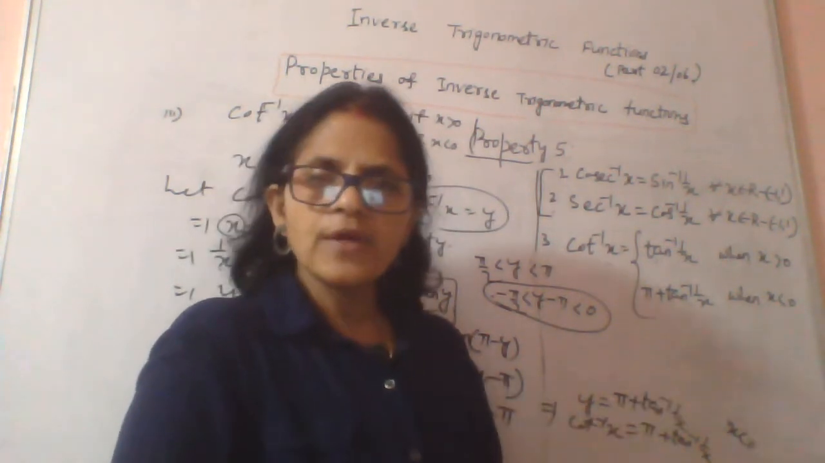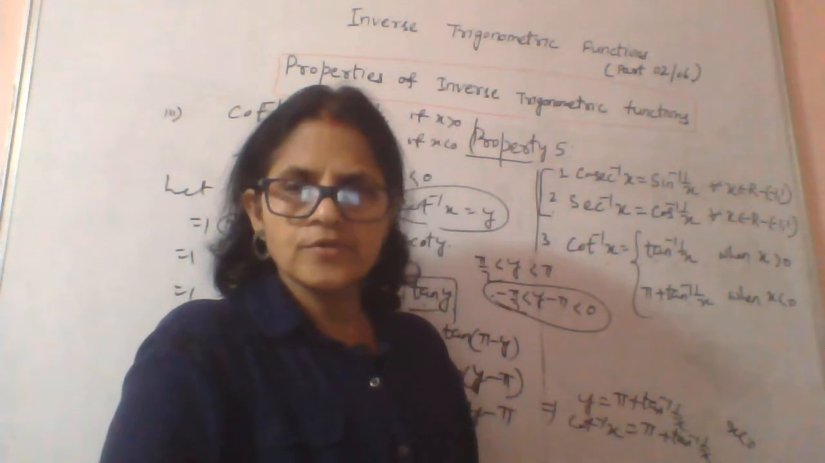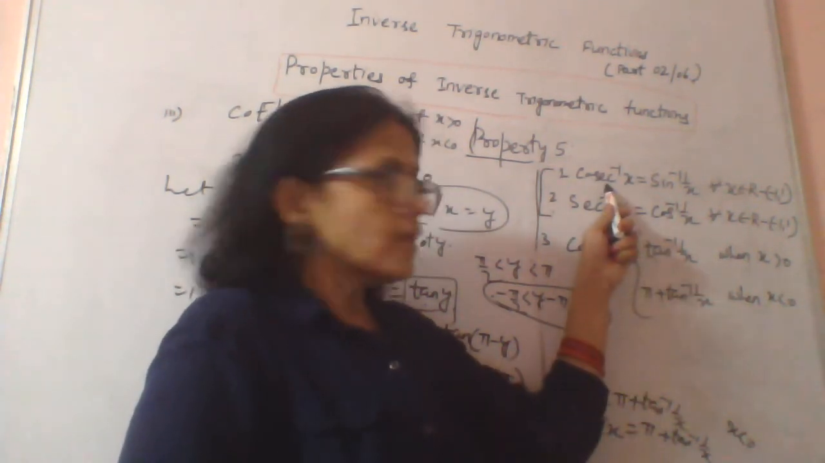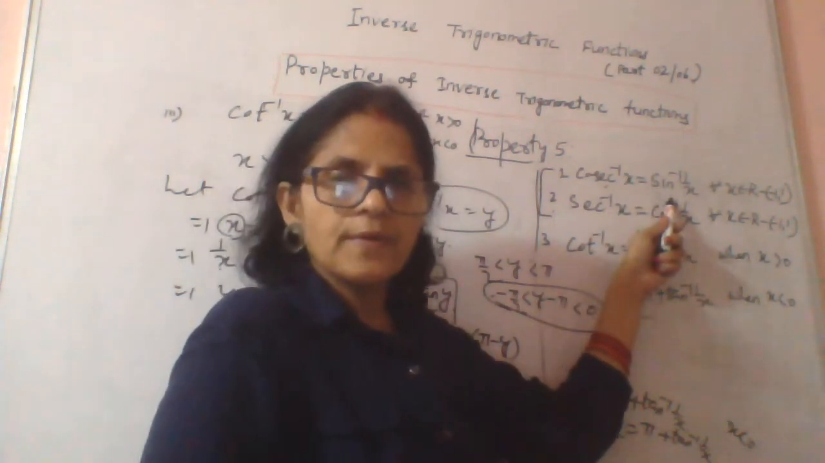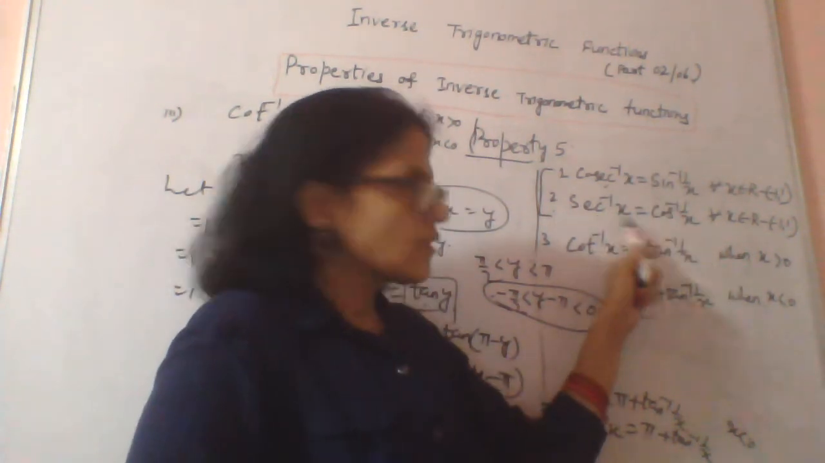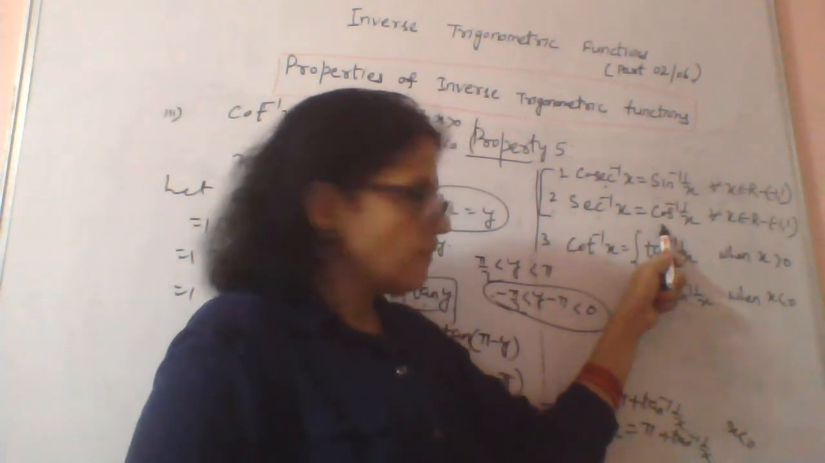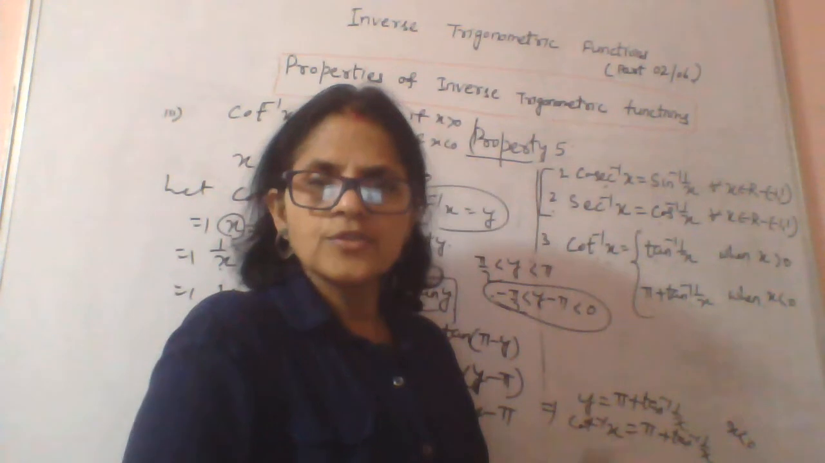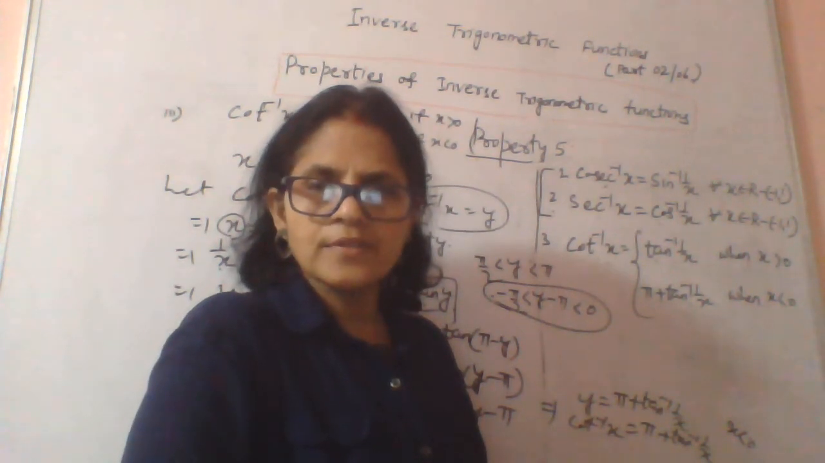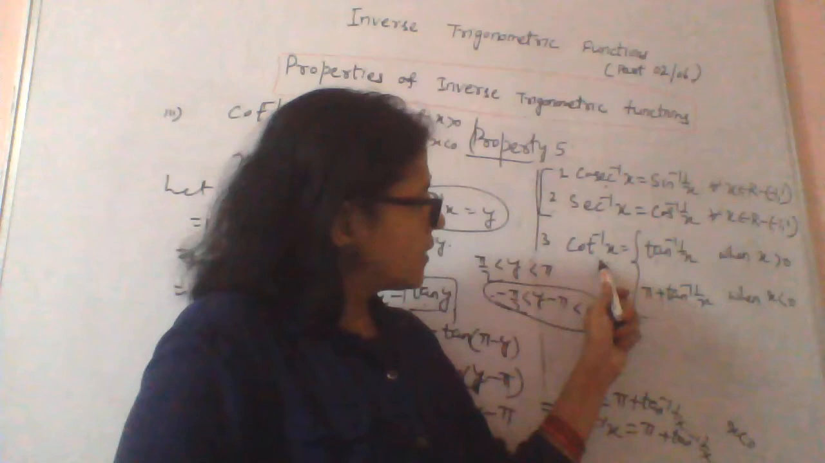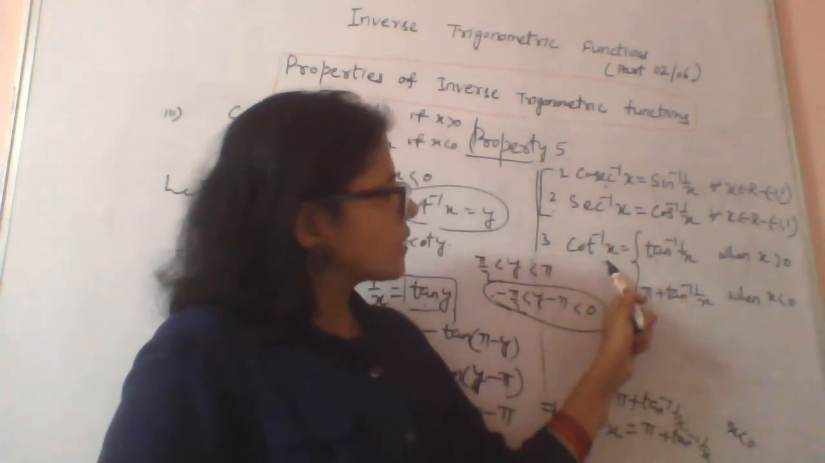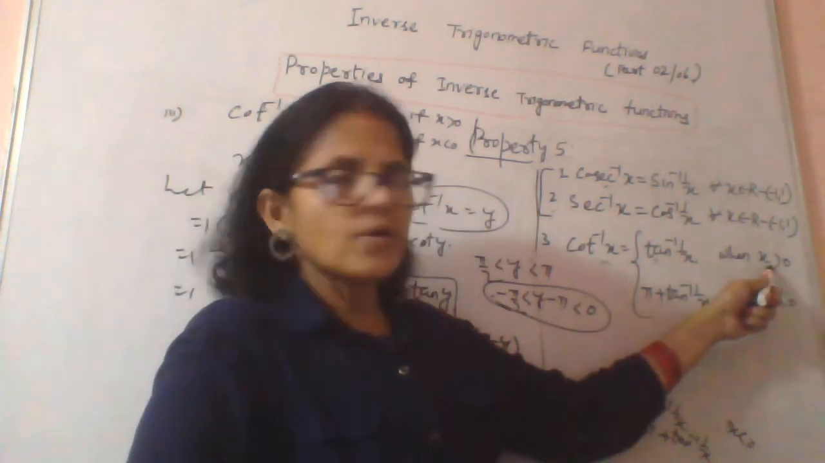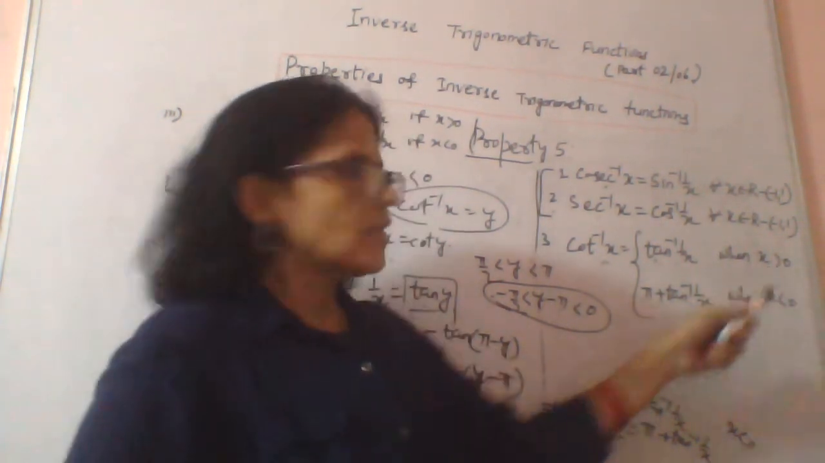This is one of the common mistakes children make, because they know cosec inverse x equals sin inverse 1 by x, and sec inverse x equals cos inverse 1 by x. In a similar way, they think cot inverse x should be tan inverse 1 by x. It is true, but the condition is only when x is greater than 0.